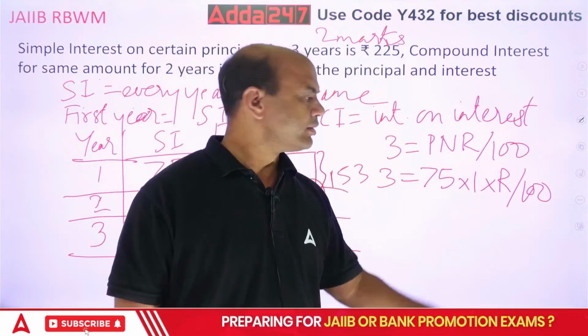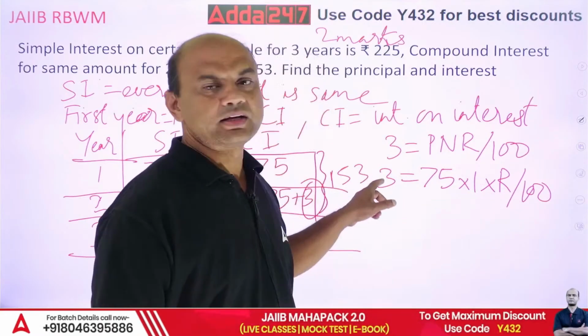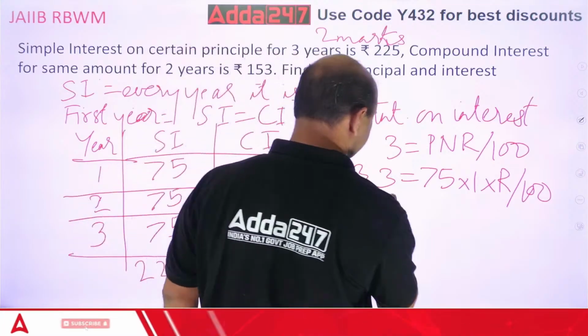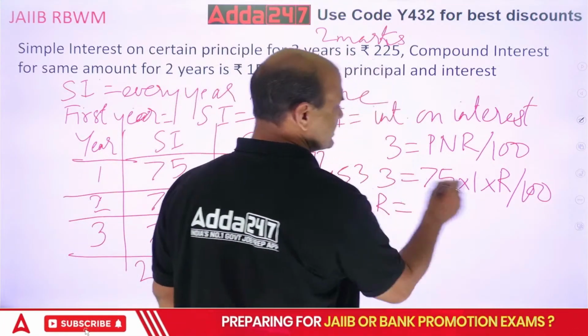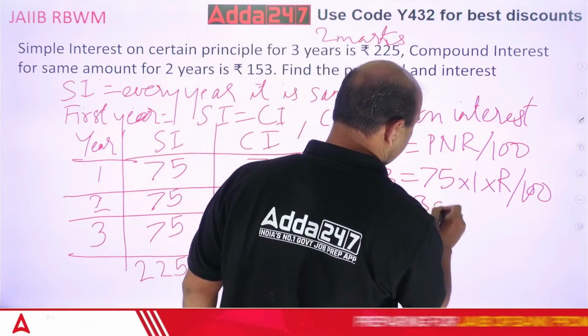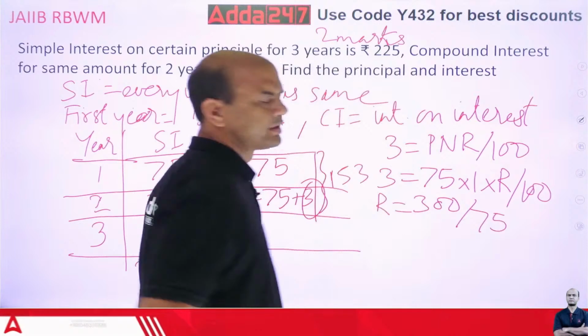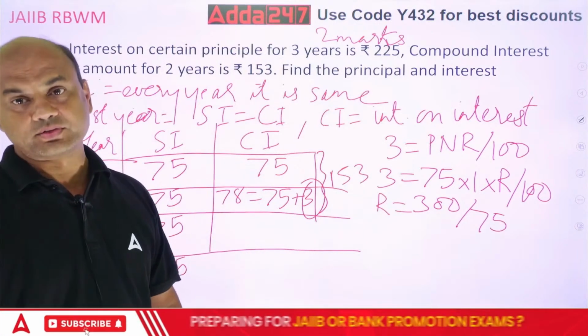Now find R. Multiply this 100 on the other side and divide it with 75. So you'll get R. So R equals, what is this? 300 upon 75. I'll directly write it. 300 upon 75. Got it?